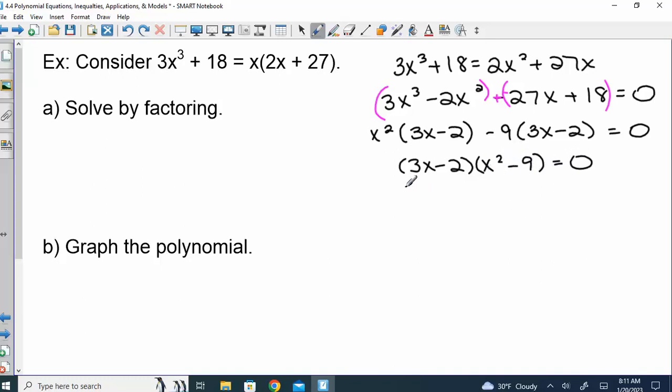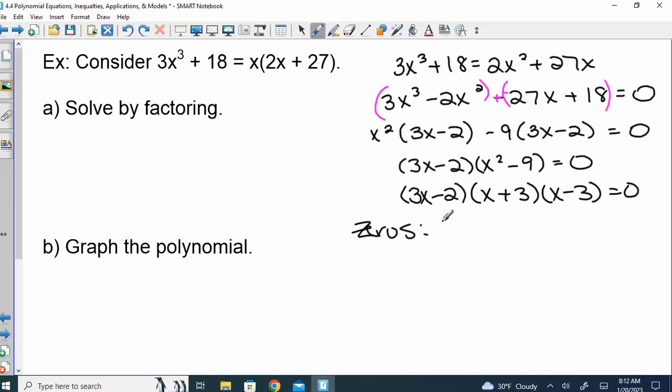What do we call that whenever you break it up? Difference of squares. So x squared minus 9 breaks into x plus 3, x minus 3. What are the zeros? Positive 2/3, negative 3, and 3. Could you say plus or minus 3?